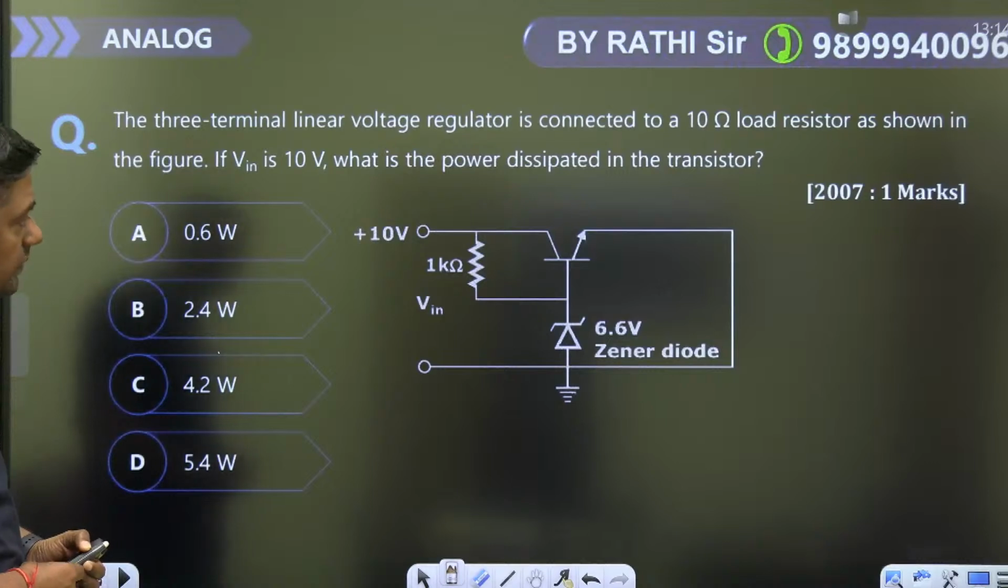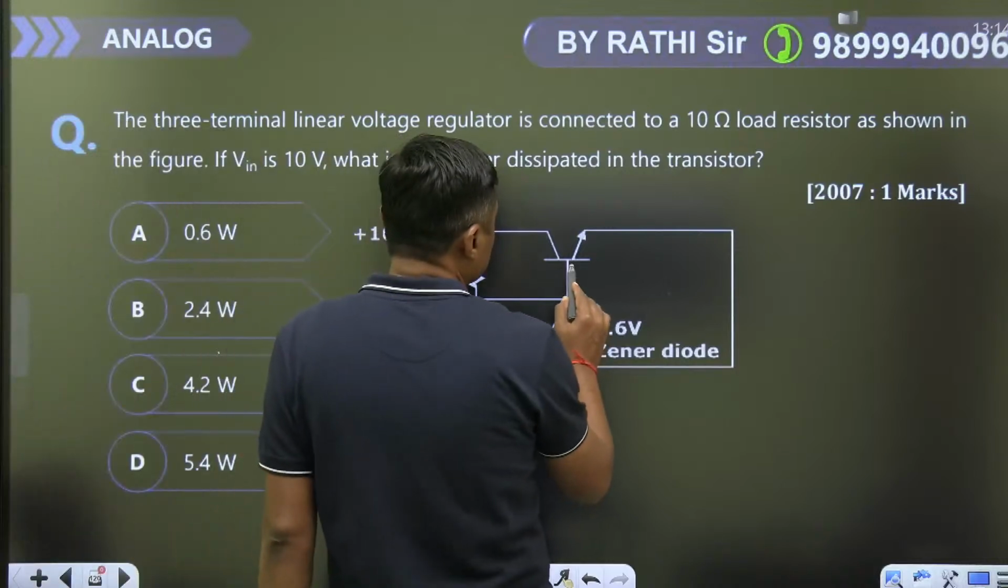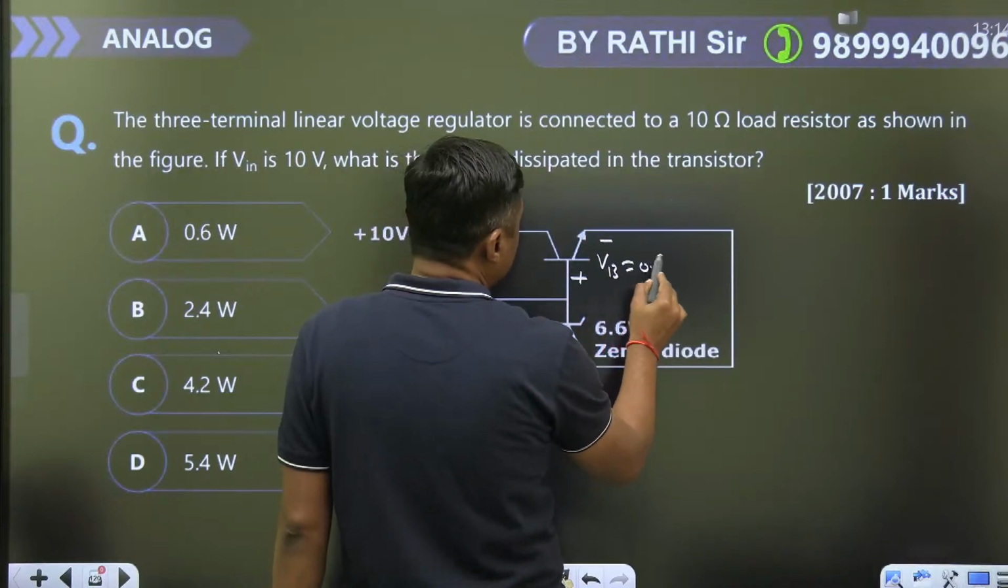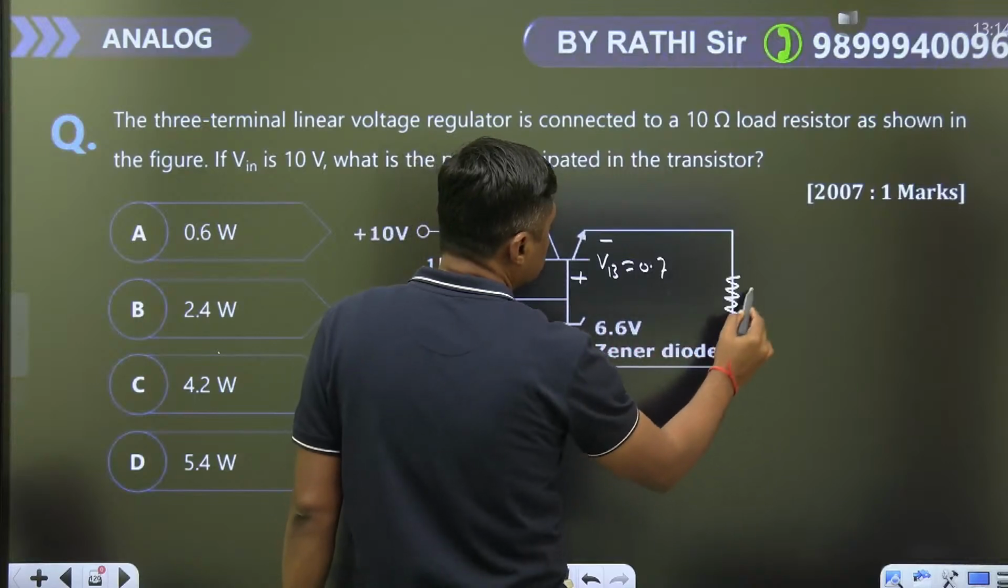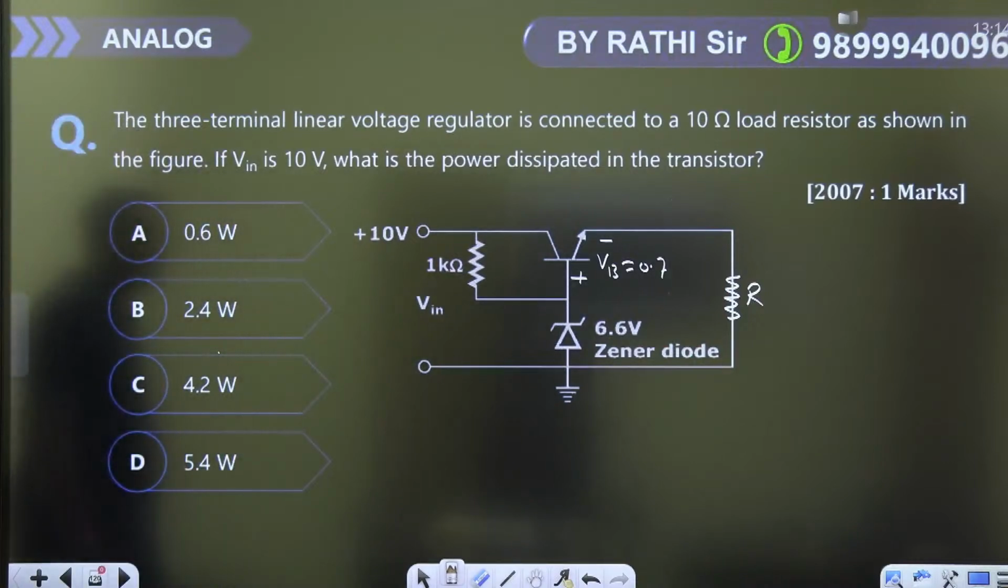V in is 10 volt. Because if the load resistor is not given, this voltage VB is 0.7 volt. There will be one load resistor, so in the diagram that is missing. V in is 10 volt. What is the power dissipated in the transistor? You have to find the power dissipated in the transistor. Because of that short circuit, there will be a large current there. Leave it.